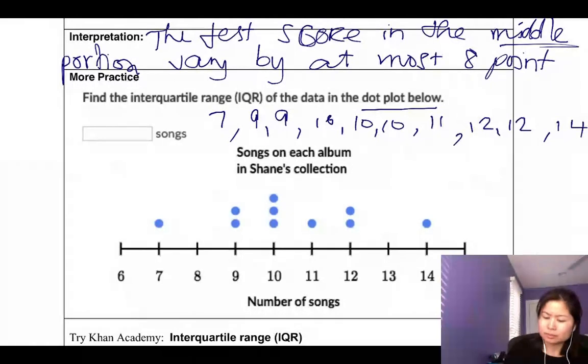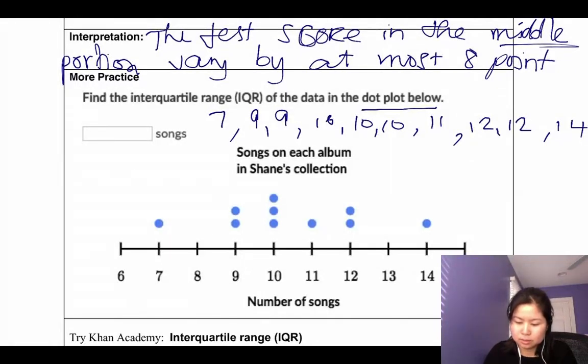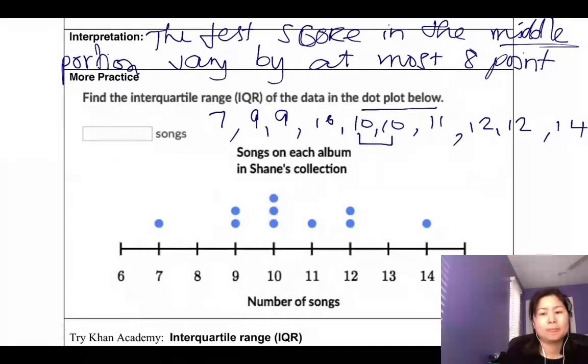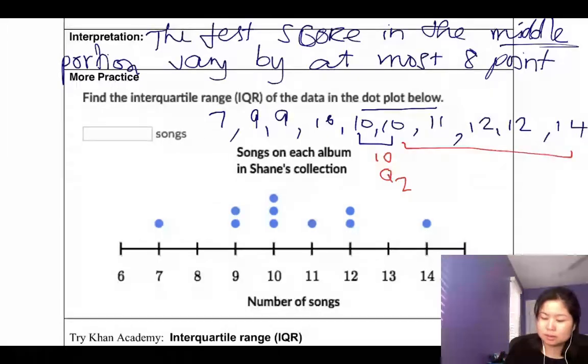So now I have 2, 4, 6, 8, 10, so that means 7 through 12. I end up with 10 and 10. To find Q2, I'm looking for the median, which is the middle number. In this case, the two numbers in the middle are 10. So that tells me 10 is Q2. And then what I would do is the rest of these.